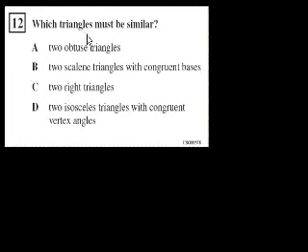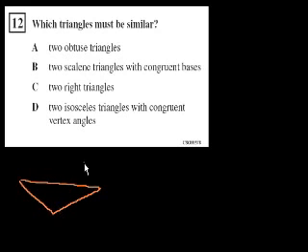Next question. Problem 12. Which triangles must be similar? Two obtuse triangles. No, obtuse just means that they have one obtuse angle, which might look like that, where that is greater than 90 degrees there. And then the other obtuse might be super obtuse. It might be like that. And clearly these aren't similar, where this angle is obviously larger than that one. Okay. So this is not similar.